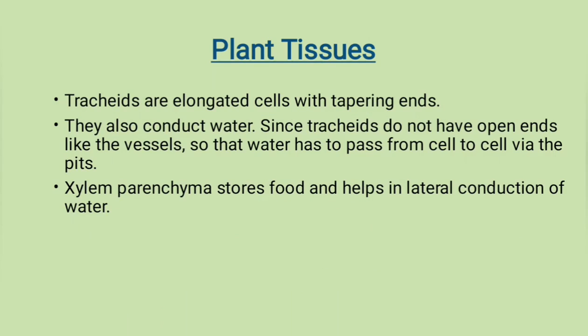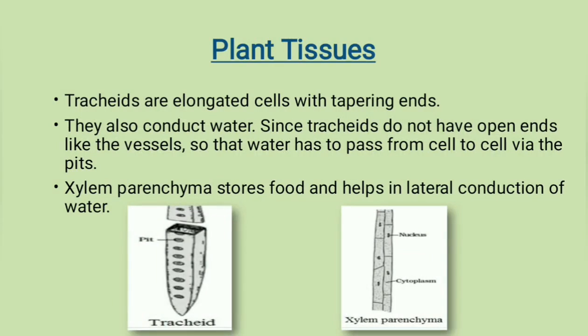Tracheids are elongated cells with tapering ends. They also conduct water. Since tracheids do not have open ends like vessels, water has to pass from cell to cell via the pits. Xylem parenchyma stores food and helps in lateral conduction of water. Here you can see the structure of tracheids and xylem parenchyma.